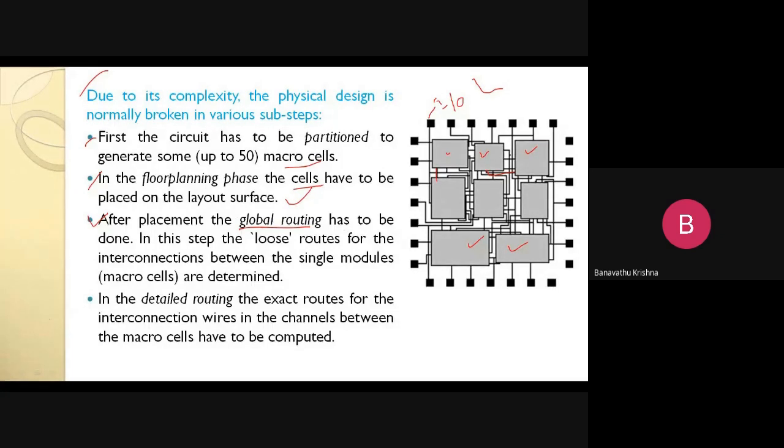And the next one is detailed routing. In detailed routing, the exact routes for the interconnection wires in the channel between the macro cells have to be computed, right? So this is the basic information about our physical designing here. Now I'm going to discuss floor planning.